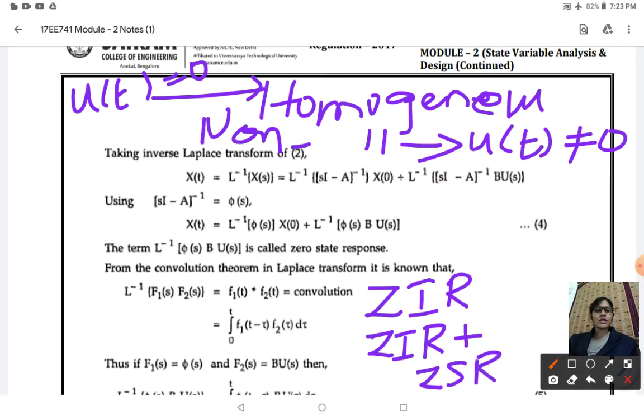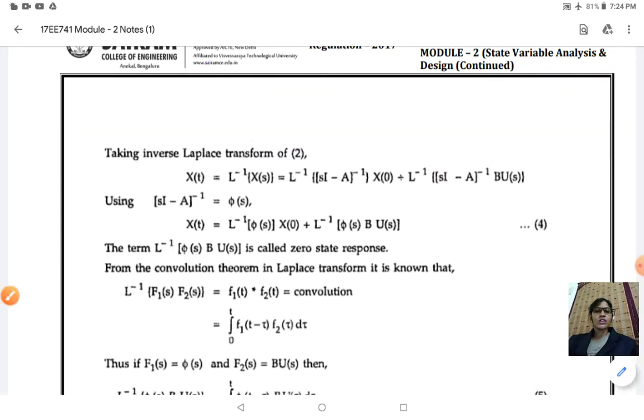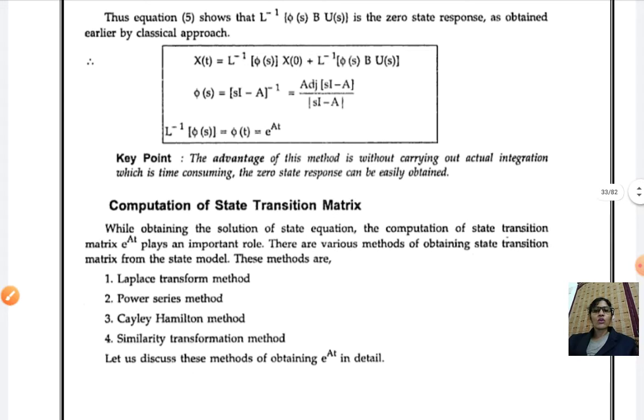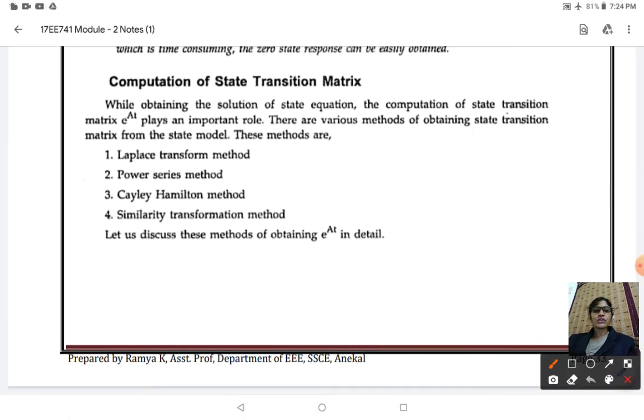Therefore, the total response that can be obtained if you consider the input is the zero input response as well as the zero state response. From this there is a parameter called the state transition matrix, and how to identify that state transition matrix we will be seeing in this class. There are different methods of computing the state transition matrix. The first method is the Laplace transformation method. Second, the power series method. Third, the Cayley-Hamilton method. Fourth, the similarity transformation method.